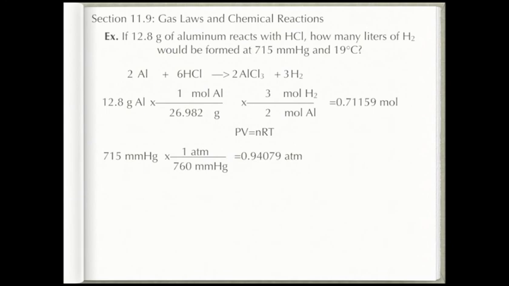That equals my moles that I just solved for, 0.71159, times my R, 0.0821, times my temperature. Remember, temperature, I just need to take 19 degrees Celsius and add 273 to that. Okay, and there we go. So I'm going to take what I have on my right-hand side, multiply them all across. Then I'm going to divide by 0.94079, and that gives me my volume, which is 18.1 liters.